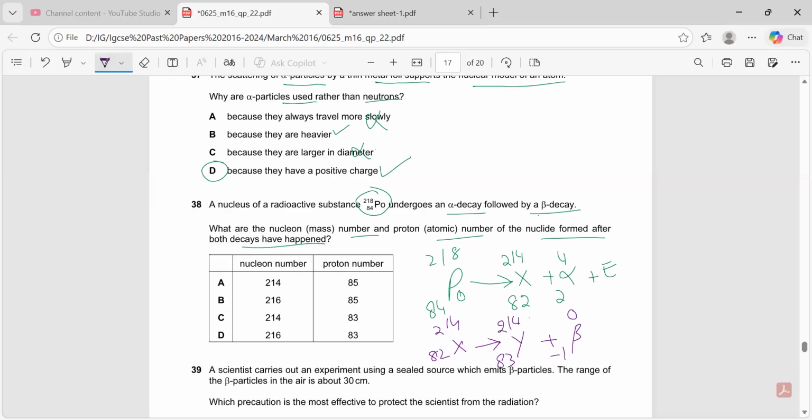After the decay of both, what will be the situation? The nucleon number will be 214. So A and C remain, and B and D are out. And what about the proton number? No, not 85. It will be 83. So my dear friends, the answer for 38 will be C. Yes, Maham, correct. Okay, 38 is what? C.